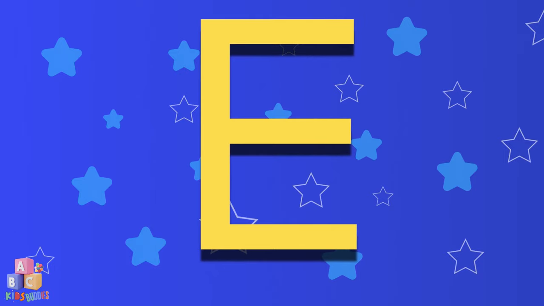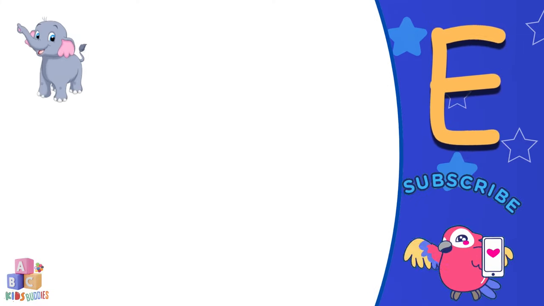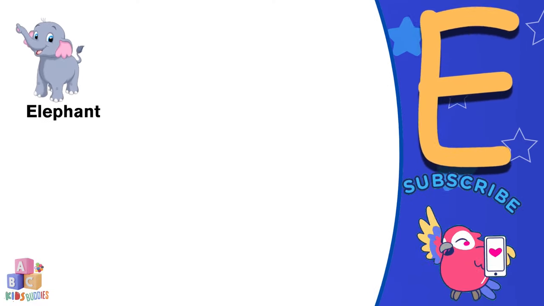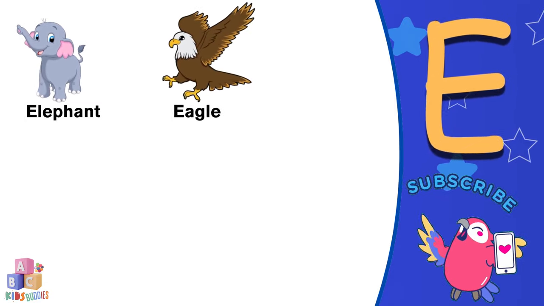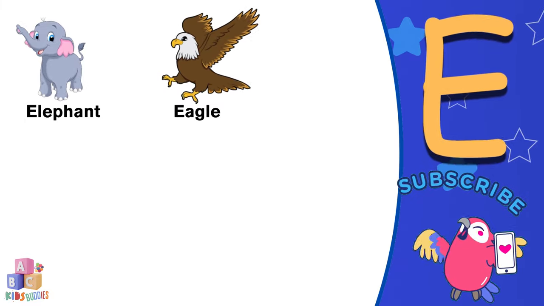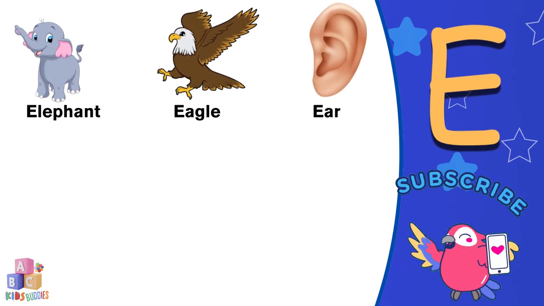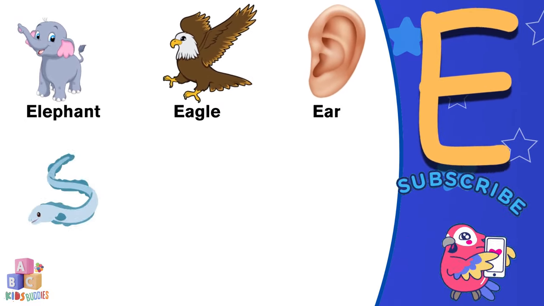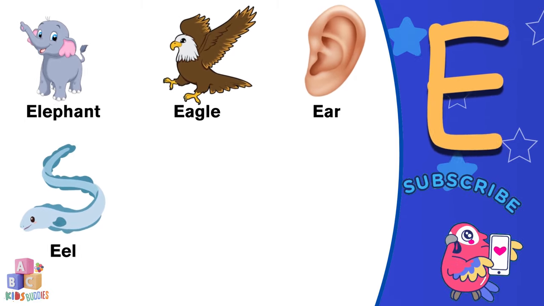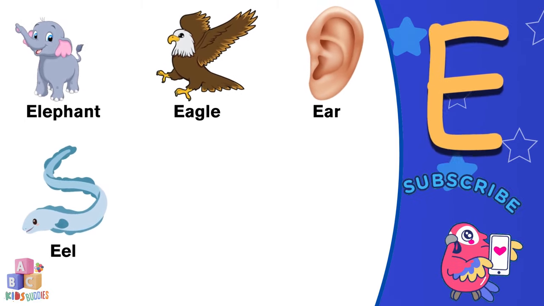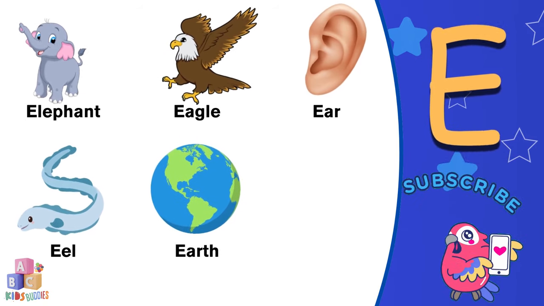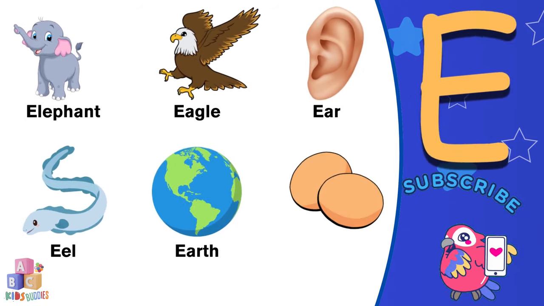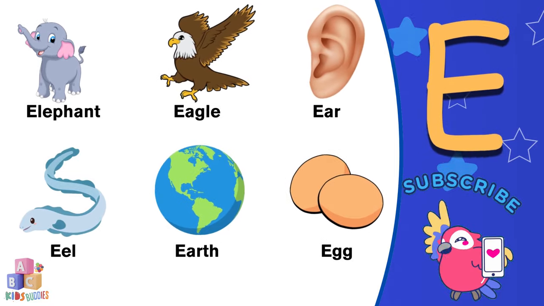E. E is for elephant. E is for eagle. E is for ear. E is for eel. E is for earth. E is for egg.